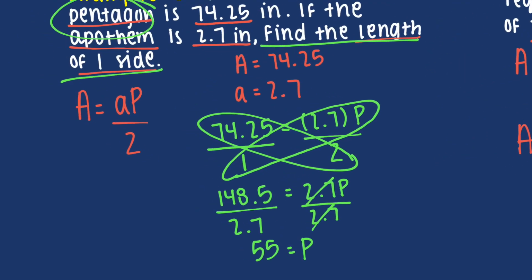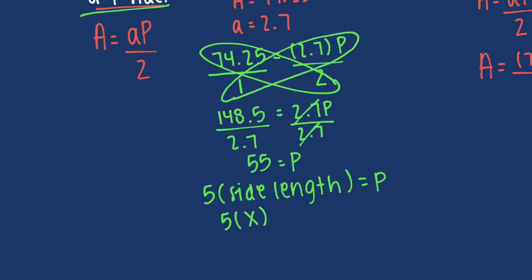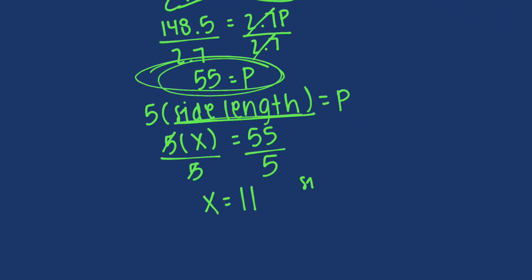You again need to remember that a pentagon is 5. So I know 5 times the side length gives me the perimeter. And here I know that 5 times, I'm going to call this x now, is equal to 55. That is what we just found up here. So my last step would be to divide both sides by 5. And I would find out that x is 11, and I told you I replaced side length with x. So I know my side length for this regular pentagon is 11.